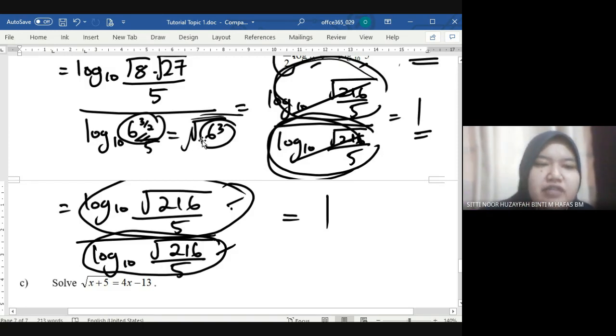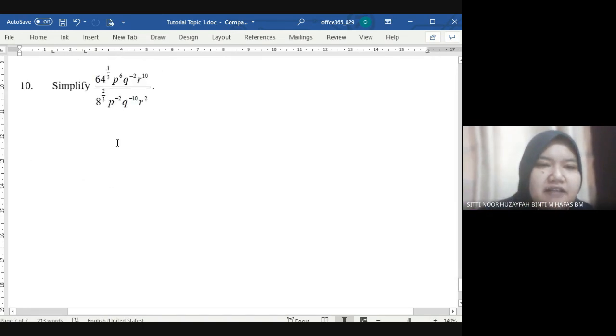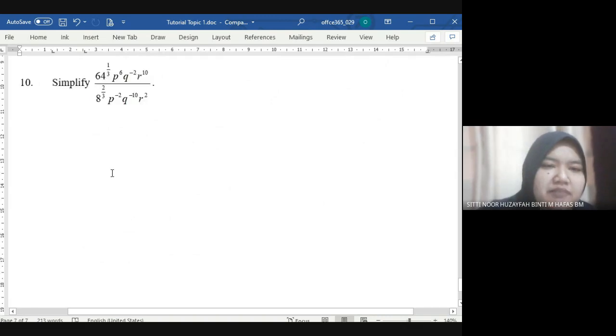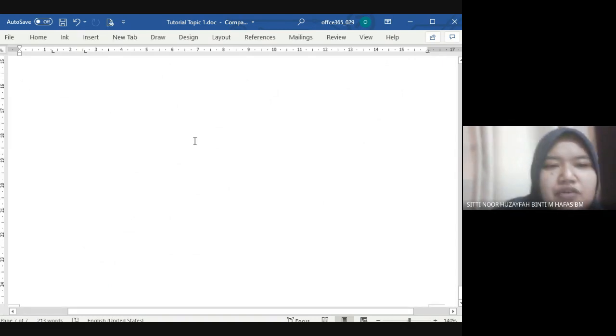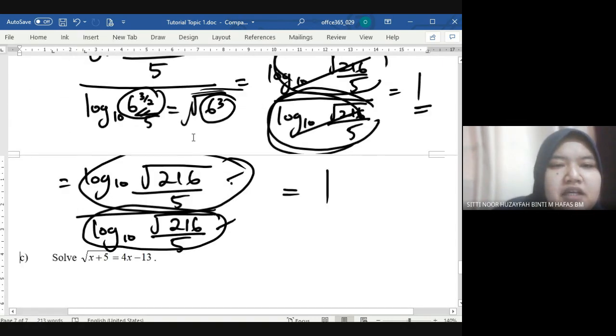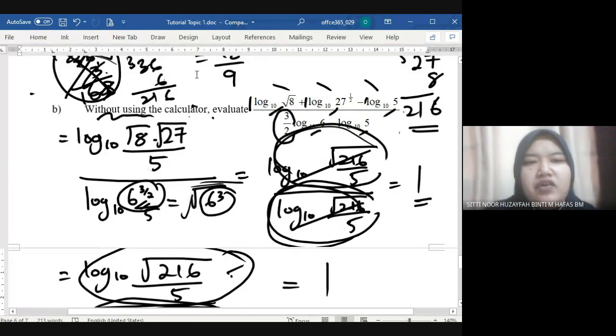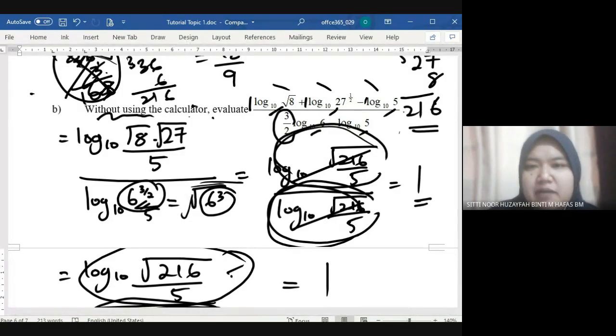Okay, I think question C tak ada masalah, tak payah bincang. Question number 10 pun simple je. Ini macam soalan dalam kita punya lecture. Tutorial pun ada. Sangat simple. Okay, so I will give the answer for this miscellaneous. Nanti you check balik. Apa yang dah discuss tu settle lah.